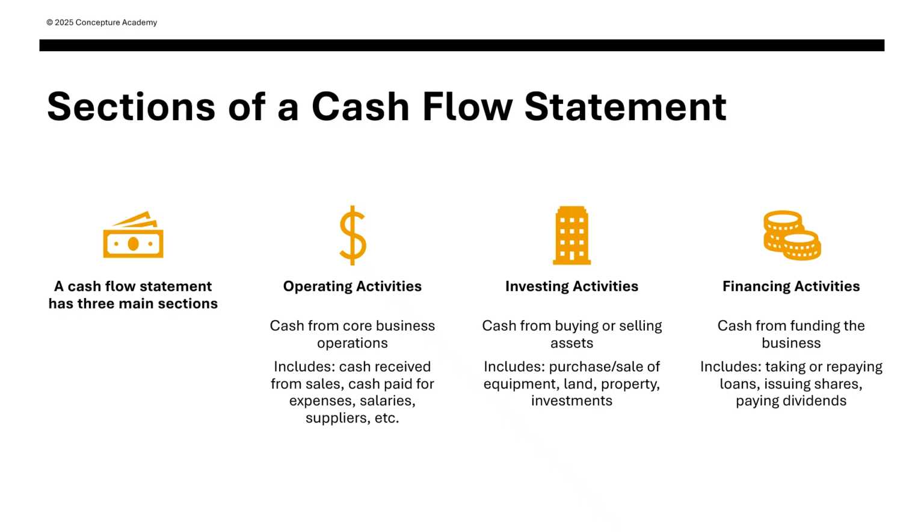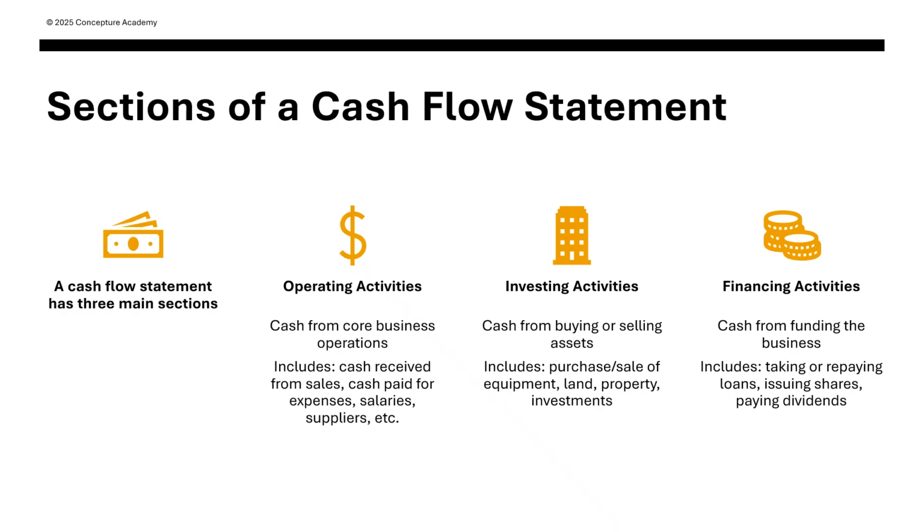And the second part is investing activities. As the name suggests, this section shows where the company is investing its money for long-term growth, like buying machinery, vehicles, or even selling off old equipment. So it's about cash spent or earned from the assets.